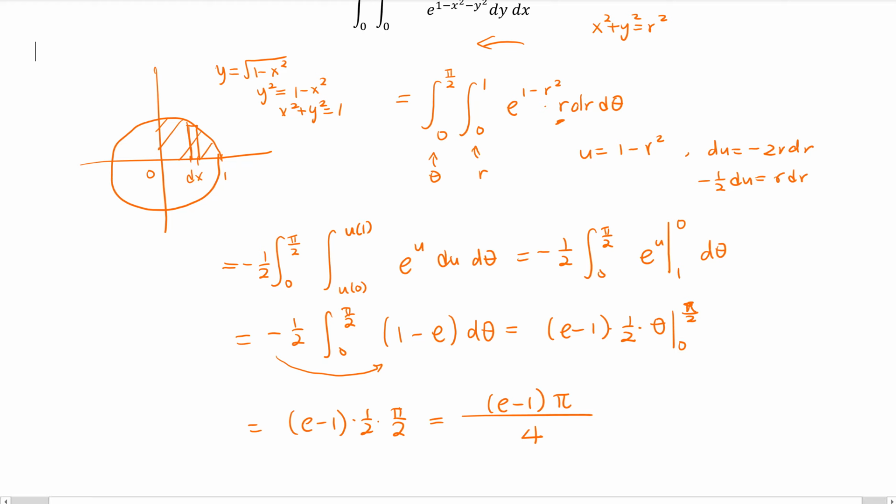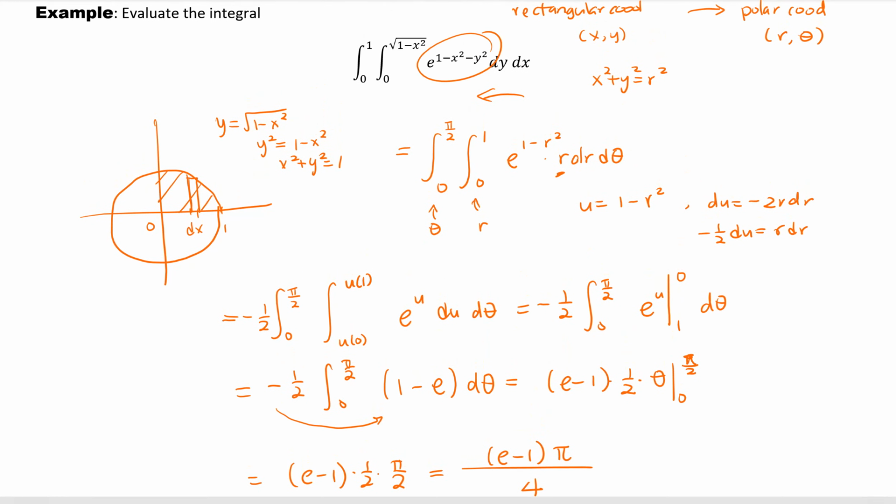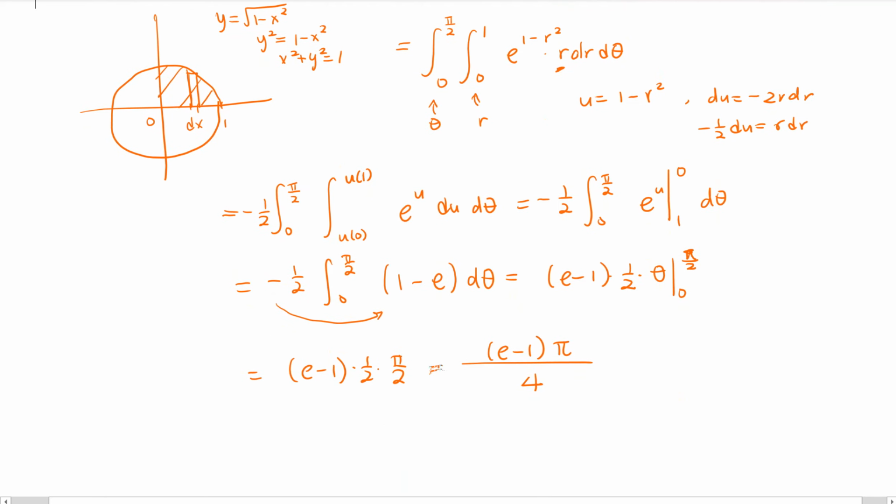Okay, so this is the double integral. That's the volume under this surface, e to the 1 minus x squared minus y squared. So far, so good, everybody. So you can see we make a change of variable. Actually, we change it twice. We first change to r and theta, and then we use u substitution.